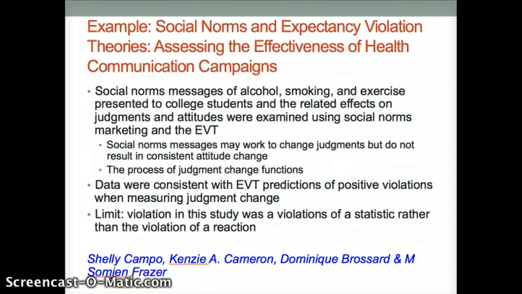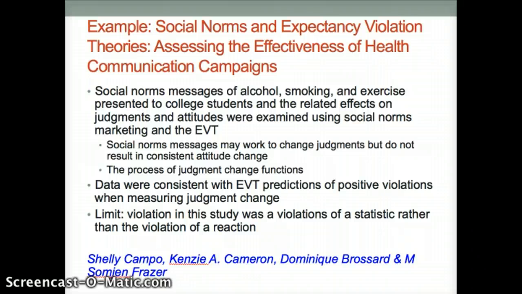The second example assesses the effectiveness of health communication campaigns. Campo, Cameron, Brossard, and Fraser examined the related efforts on judgments and attitudes using social norms marketing and the expectancy violations theory after presenting college students social norms messages of alcohol, smoking, and exercise. They found that social norms messages may work to change judgments but do not result in consistent attitude change.